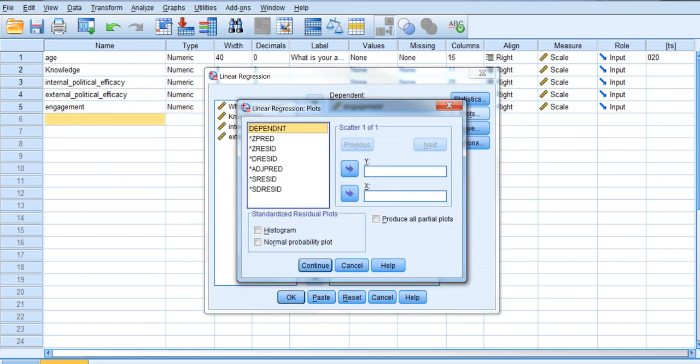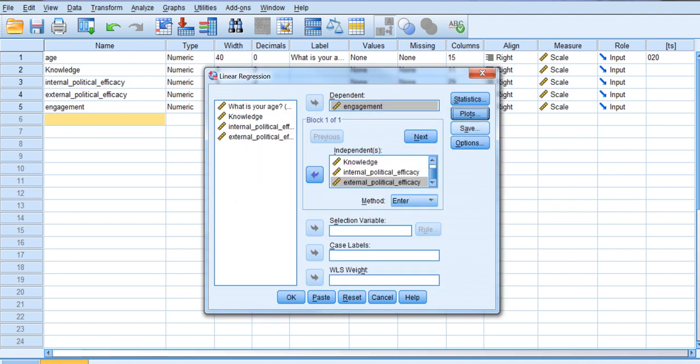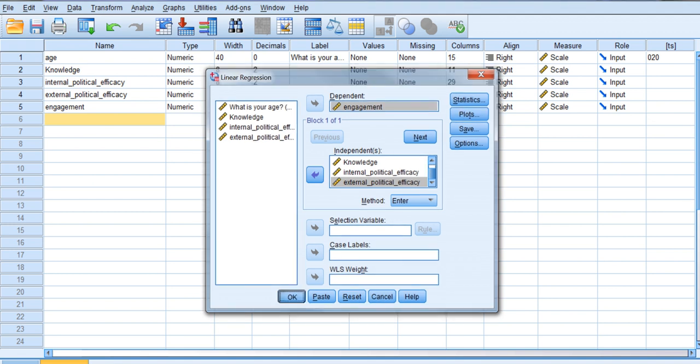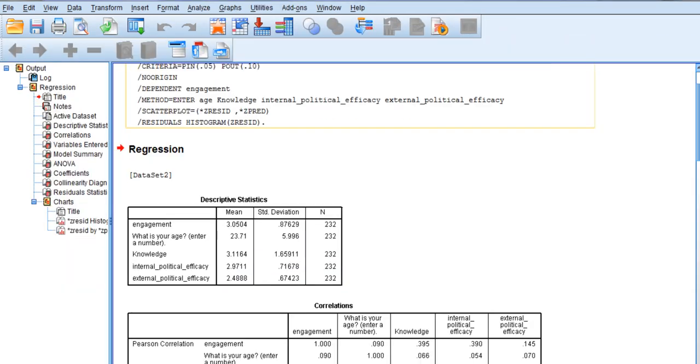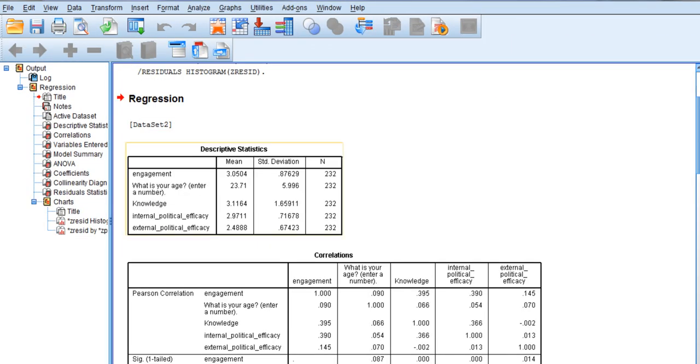Under plots, we'll ask for a histogram of the standardized residuals, and we'll also ask for a plot of the residuals on the predicted values. Finally, we can click OK to run the analysis, and we'll get our output. So our first table will give us the means and standard deviations for our variables.